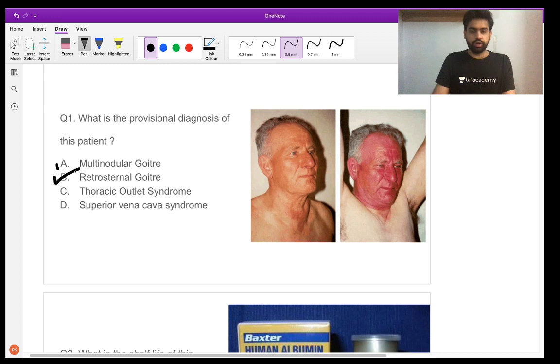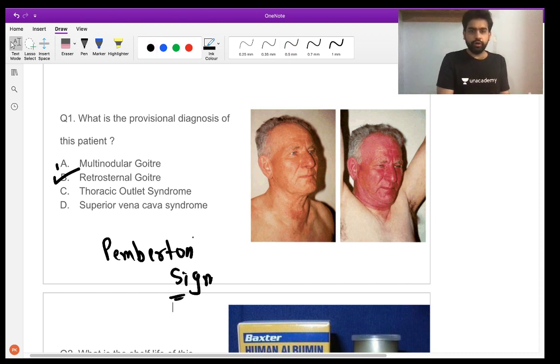Okay, so what is being shown in this particular image is a Pemberton sign. Now, in recent times, we got a few questions on the clinical tests for the thyroid. So that's why I included this particular question. But thank you so much for answering. It's okay to commit a mistake over here, but you shouldn't commit it in the final exam. So it's good that you attempted.